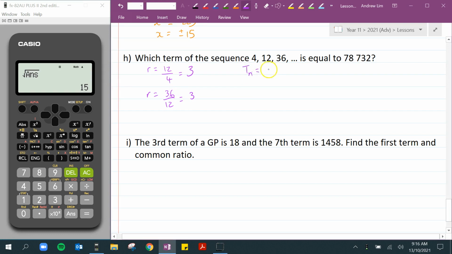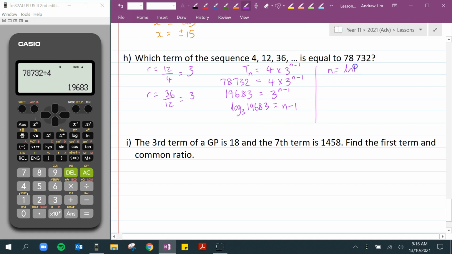So the nth term is equal to a times r to the n minus 1. So we're subbing 78,732 into where the nth term is, and that's equal to 4 times 3 to the power of n minus 1. Divide both sides by 4. 19,683 is equal to 3 to the power of n minus 1. So we've got log base 3 of 19,683 is equal to n minus 1. So n is equal to ln of 19,683 over ln of 3, plus 1. And that's equal to 10.